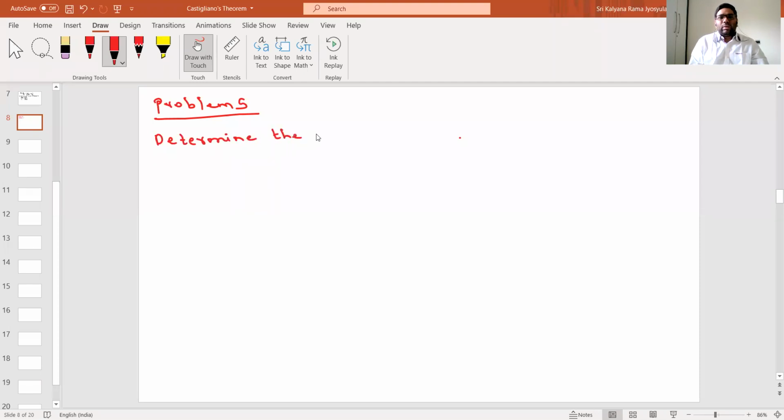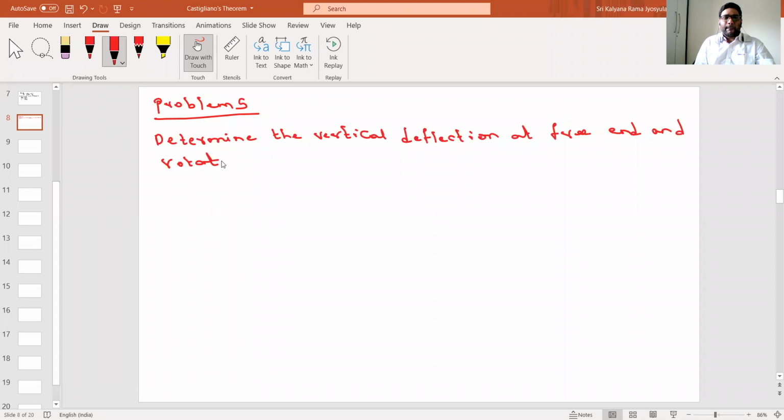Determine the vertical deflection at the free end and rotation at A in the overhanging beam as shown in figure.